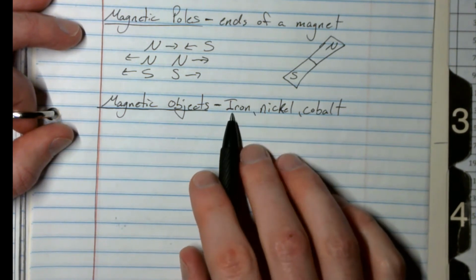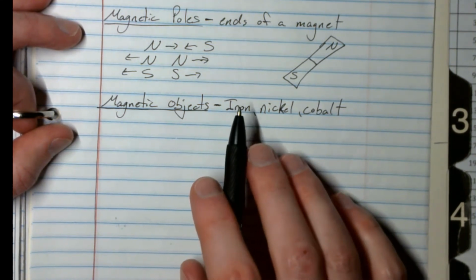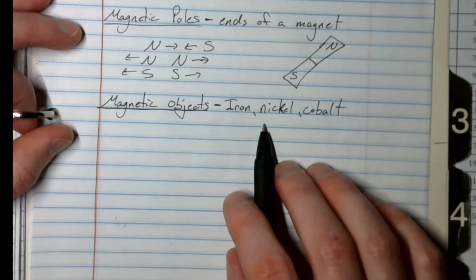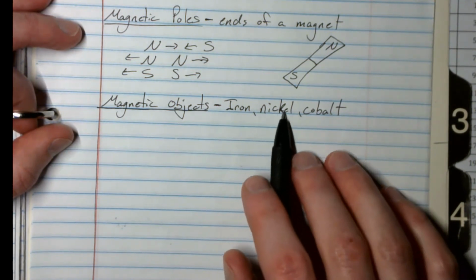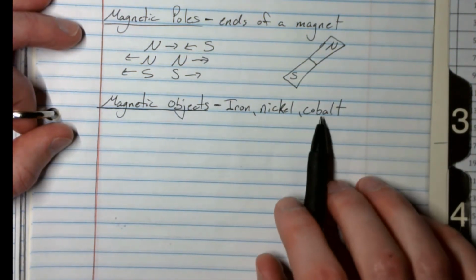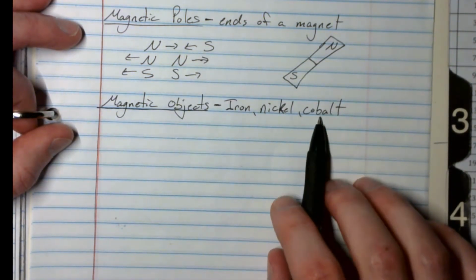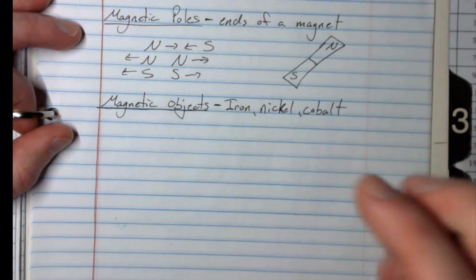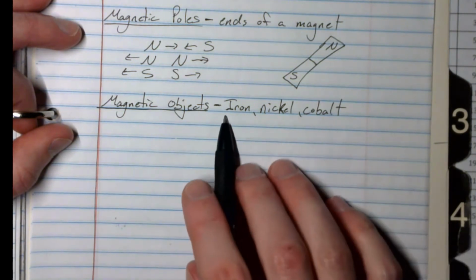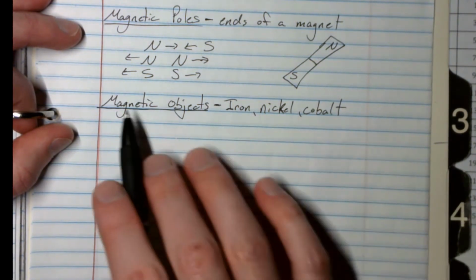Iron can go into steel or stainless steel or stuff that goes on your fridge. Nickel is used as plating a lot over top of things to cover things. And then cobalt is used a lot in drills, or drill bits, because it's a very hard material. So that's kind of cool. But those three things are magnetic.